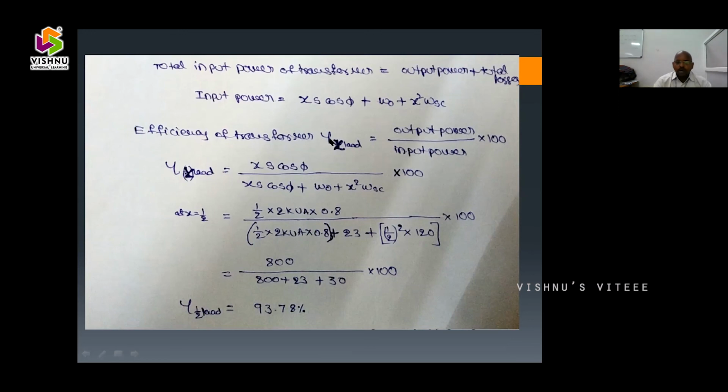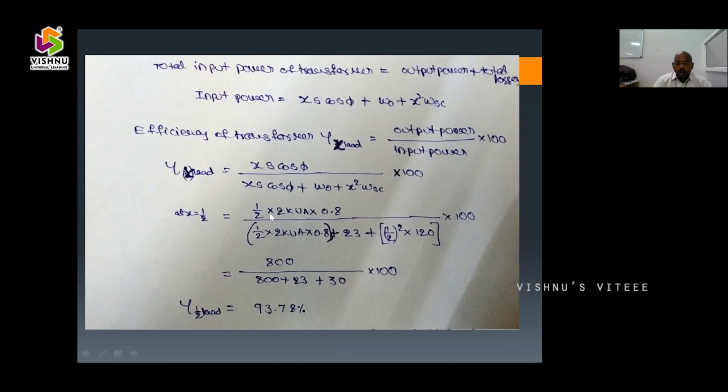Efficiency of a transformer, eta, at x load is equal to output power by input power into 100. So efficiency at x load is equal to x S cos phi by x S cos phi plus W naught plus x square WSC, into 100. Now one by one we substitute all these values in this particular formula. I am assuming the load on the transformer is half load, so x is equal to 1 by 2.